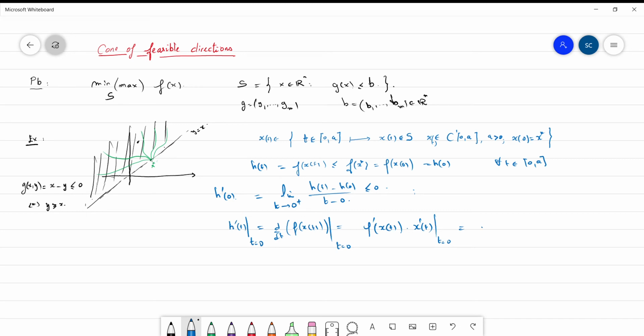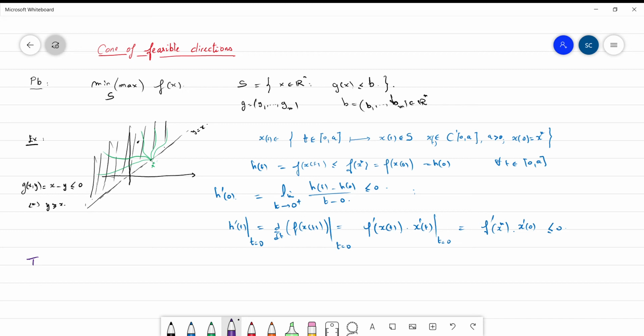We will have f prime at x star dot x prime at 0 is negative. So yes, if we have a candidate, then necessarily we will have a condition like that, where we see that the tangent vector at 0 to these curves appears. So let's gather all the set of these vectors. Let's call these the set of vectors.